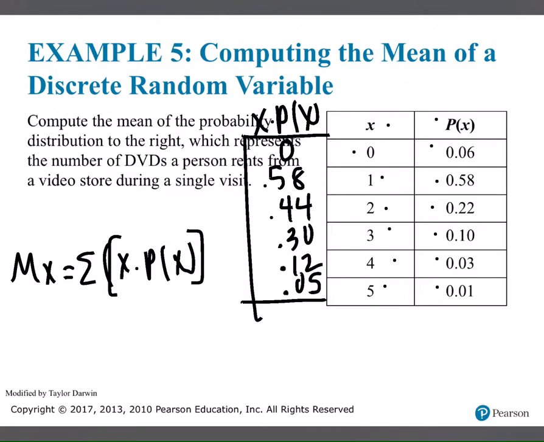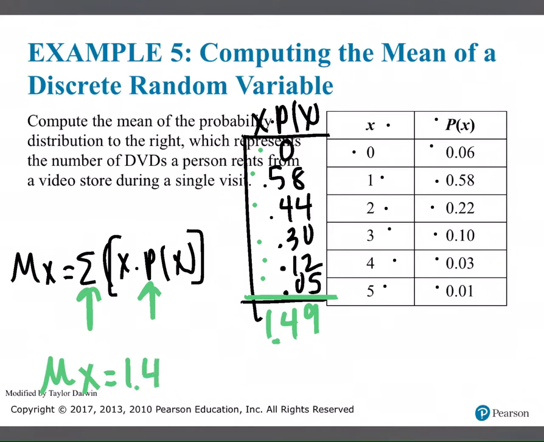So I did the middle part. I multiplied them, but this last part says, the sigma says to add them all up. So I take each one, 0 plus 0.58, 0.44, 0.30, 0.12, 0.05. I add them all up. I get 1.49. So my mean is 1.49, which basically means that I can expect on average that Netflix users will watch about 1.5 movies per month, I believe this was talking about.